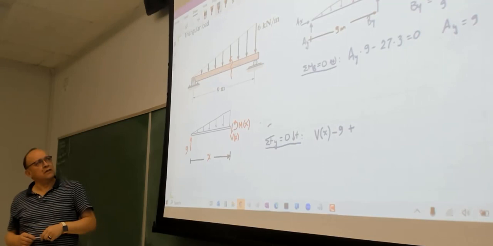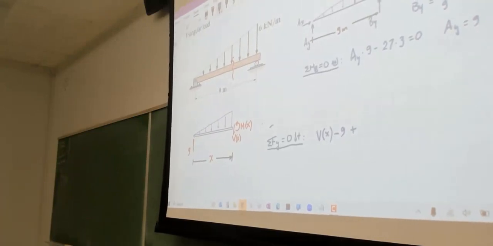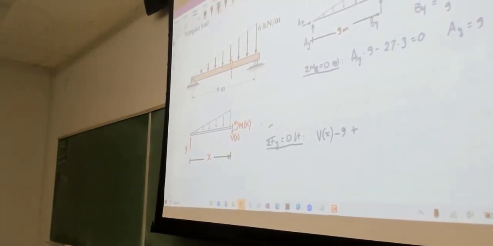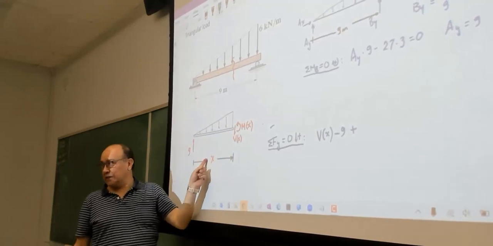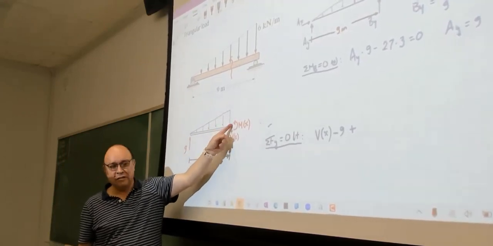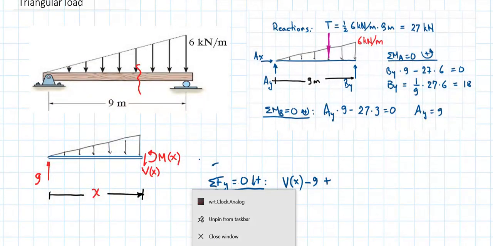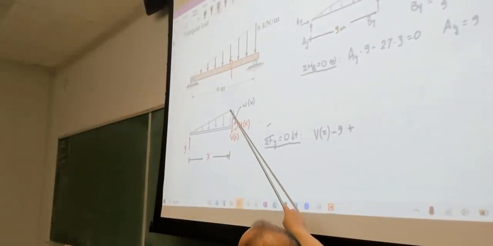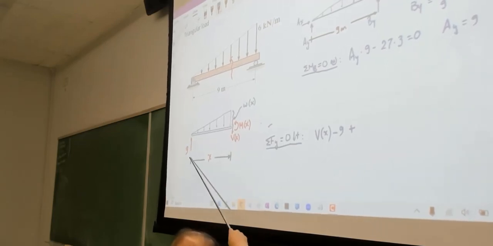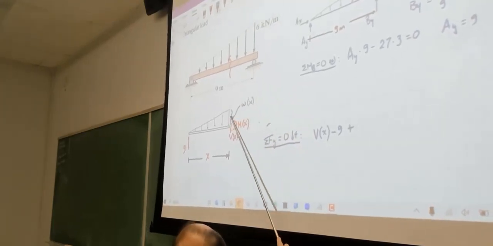Why six? Six is here, right? But here, we have to find a value that is a function of x, right? So what we have here is we want to give it a name. This intensity load here, we should call it W of x, right? It is the intensity of the load at x meters from the point A here. So how do I get this? Well, I know that it's 6 at 9. So how much is at x?